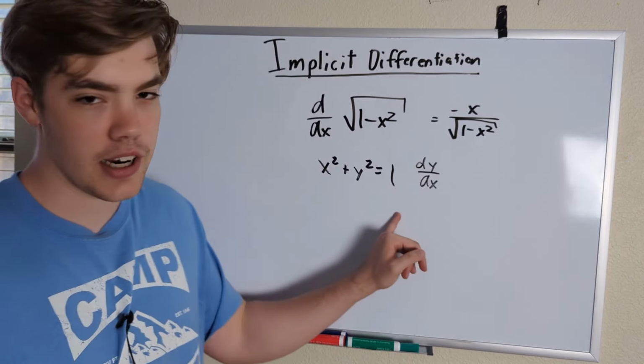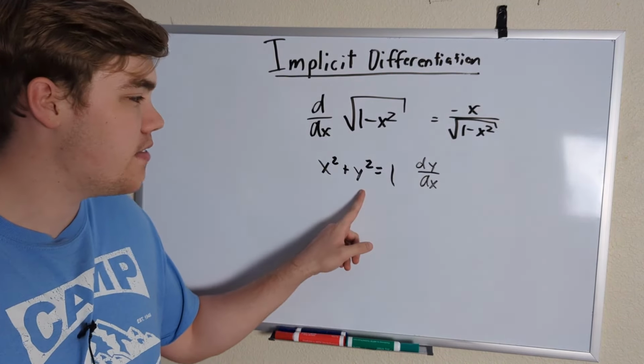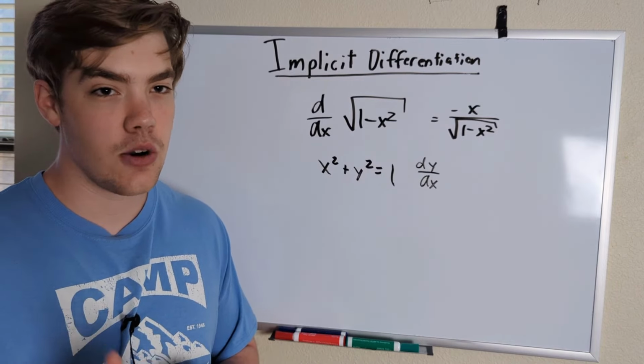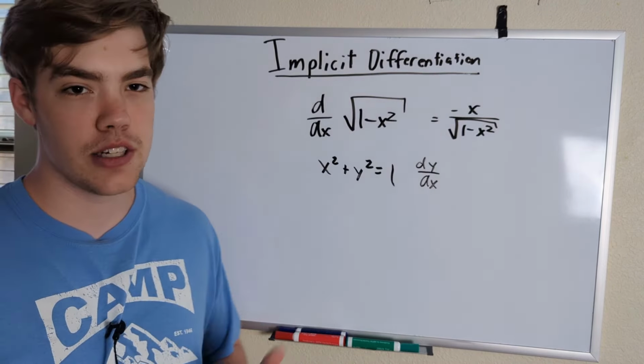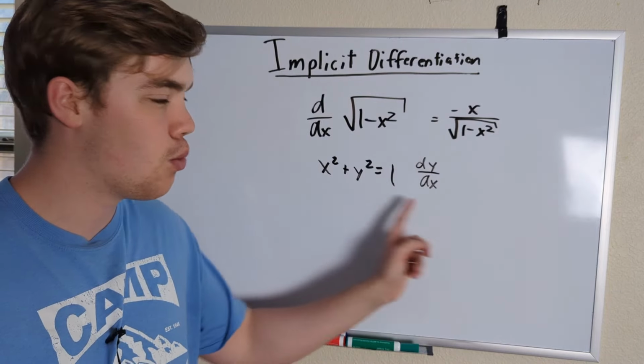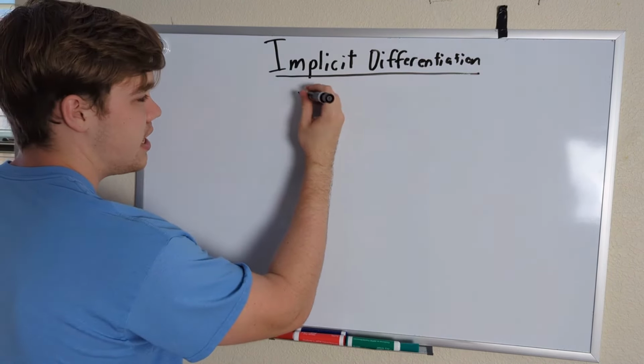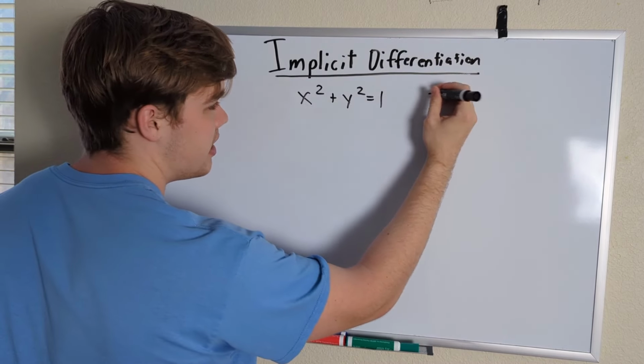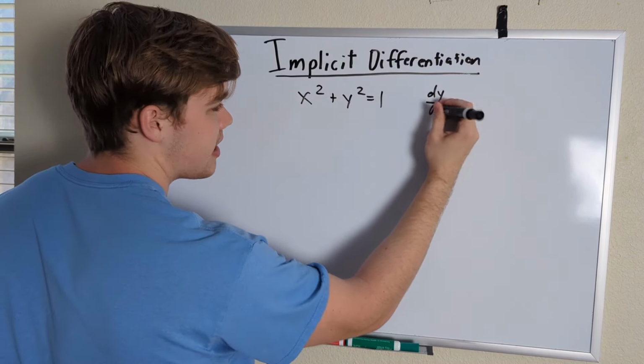this would seem a lot more complex. How do we do that? We have this y variable here, which isn't the same as the x variable. How do we derive for that? And that's a good question, and that's what we're going to be solving today with implicit differentiation. Let's actually work this example out. So our example was x squared plus y squared is equal to 1, and we want to find dy dx.